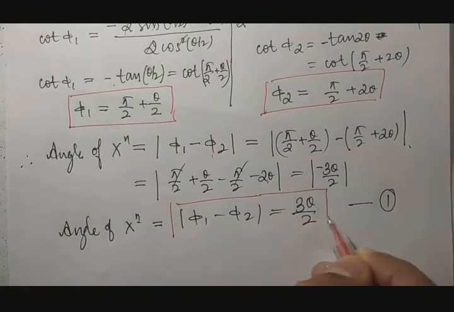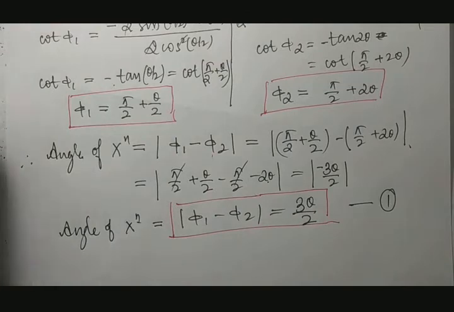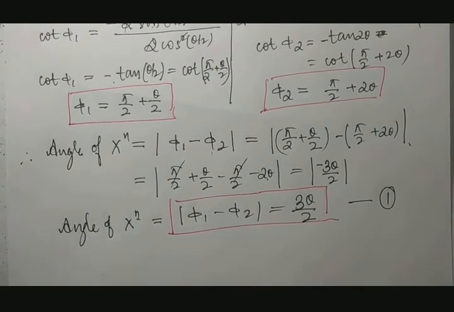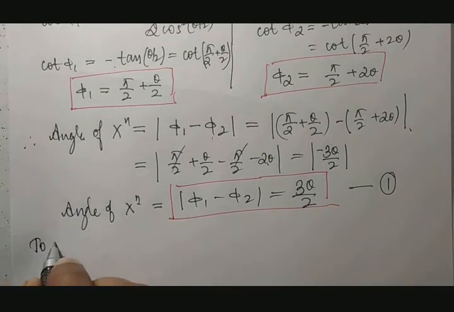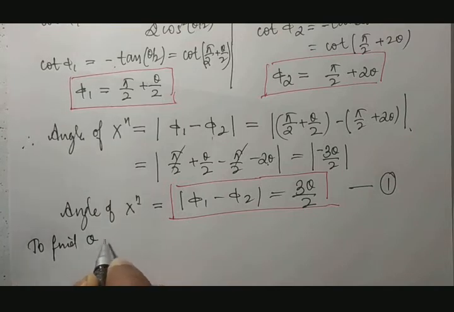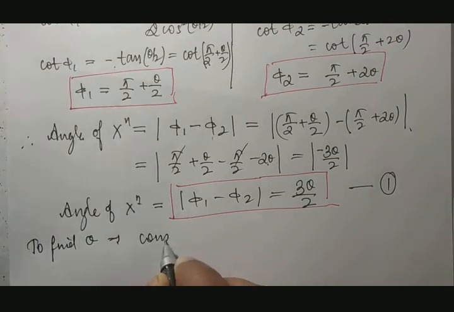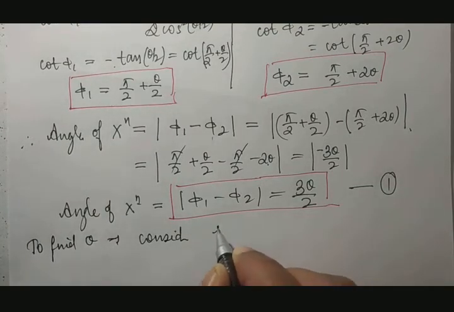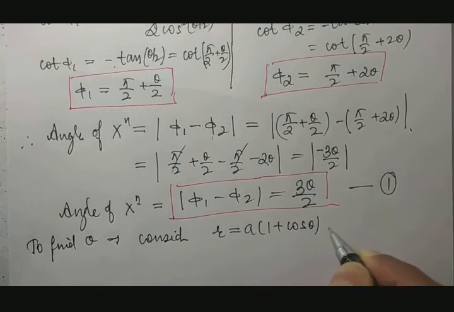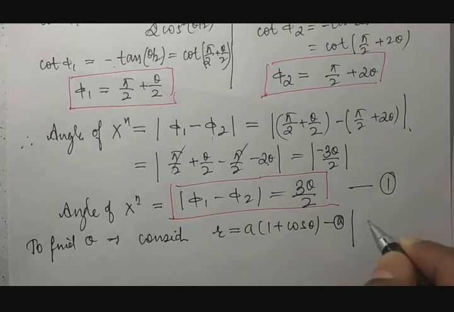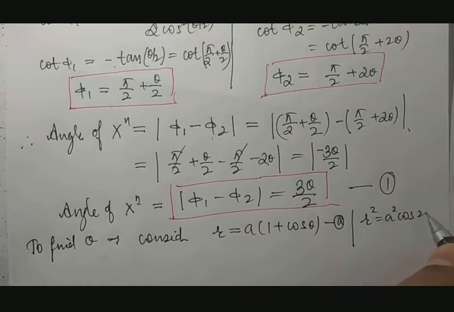Equation number 1. Fine. So again we say this is not the exact result because theta is available. We need to calculate theta. We need to consider the given curve. First curve is r is equal to a into 1 plus cos theta. I'll call it as A. Second curve is r square is equal to a square into cos 2 theta.